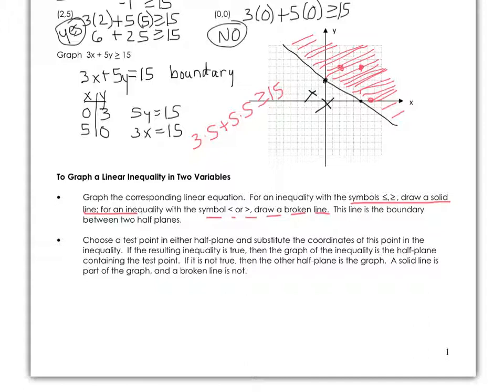You can check just one point, one single test point. If that one single test point, either above or below the boundary, makes the inequality a true statement, then you know that all points on that side of the boundary are part of the solution, and all points on the other side are not part of the solution.